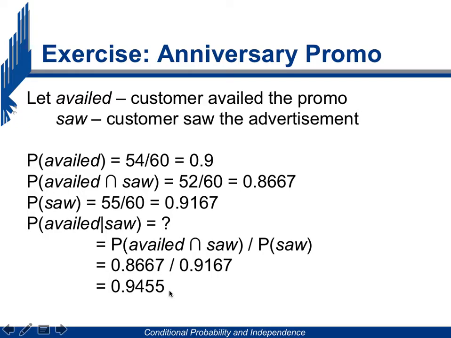which means that if you randomly select one customer who is in line, if you know that that particular customer saw the advertisement online, there is a 94.55% chance that the same customer availed the promo.